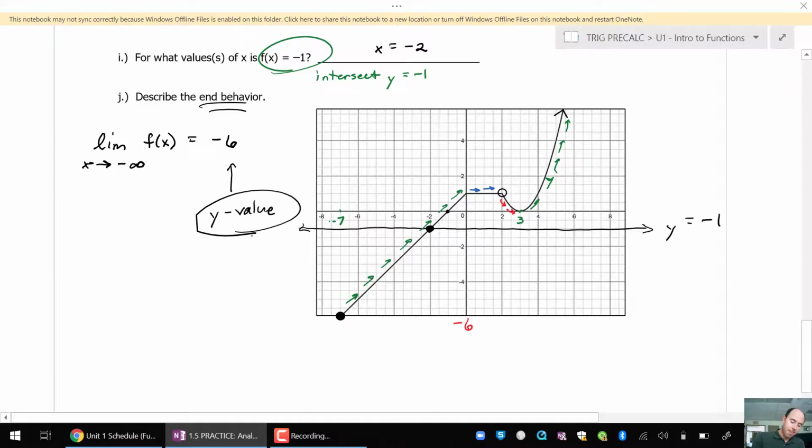And then finally, how about the other end? We always have to test both ends. So the limit as x approaches positive infinity again of the function would be positive infinity. It's just increasing forever. There is no precise number or value. So that would be kind of a description of the end behavior using limit notation.